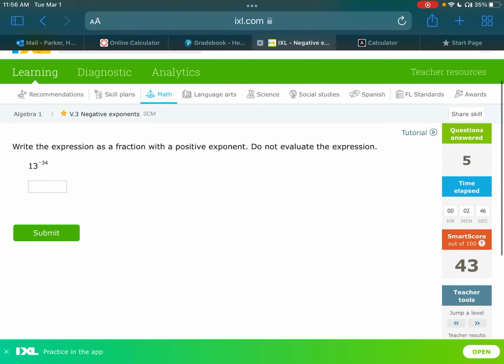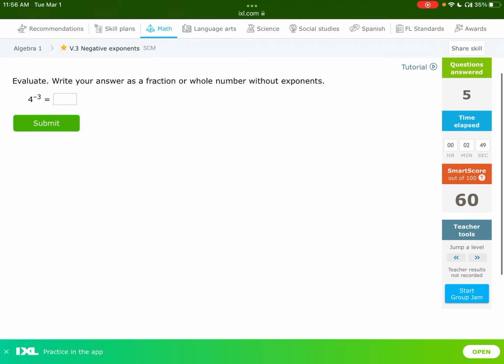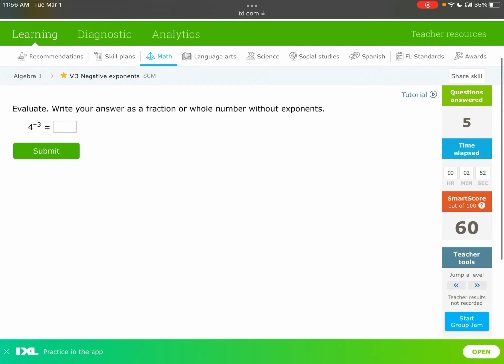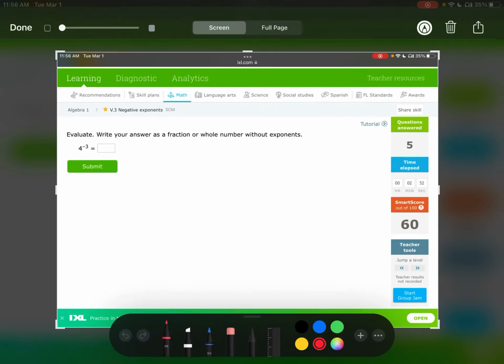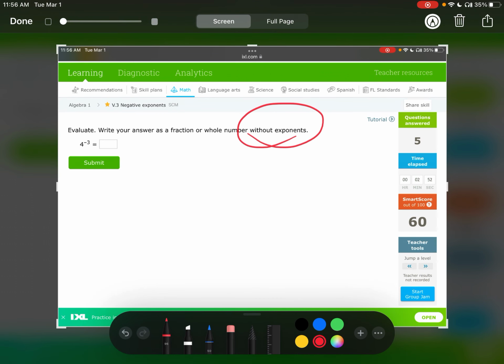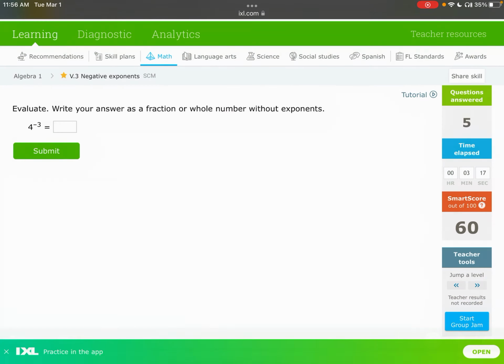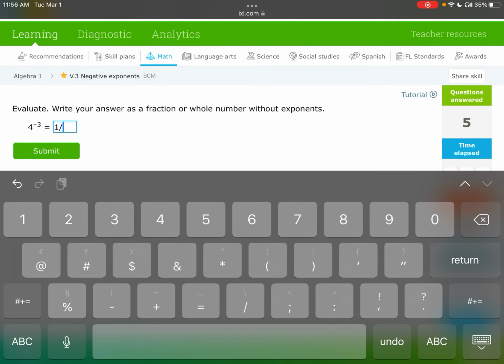And I think we have it from there, but let's jump a level just to make sure. Okay, this one says write your answer as a fraction or whole number without exponents. So that's important. Here, I'm going to drop to the denominator and make my exponent positive. I need that 1 to hold my place. And then I'm going to either use my calculator or my powers chart to do 4 times 4 times 4. And that's going to be 64. So 1 over 64. So I'm going to enter this one in as 1, and I'm just going to use the backslash key, 1 over 64.